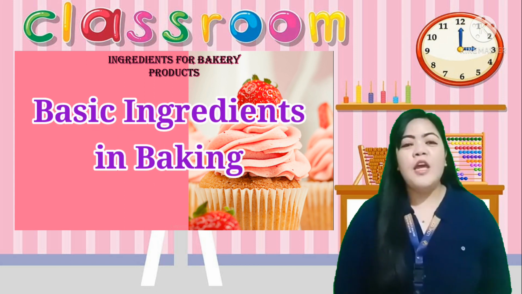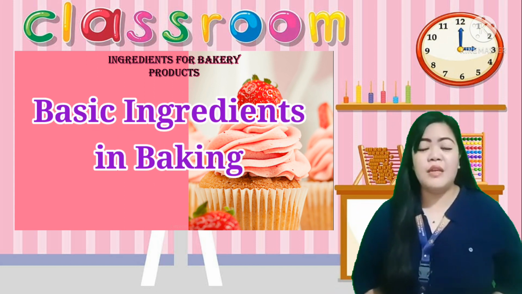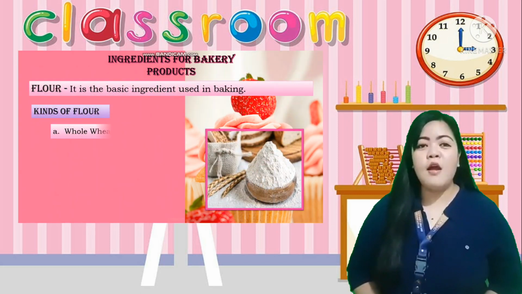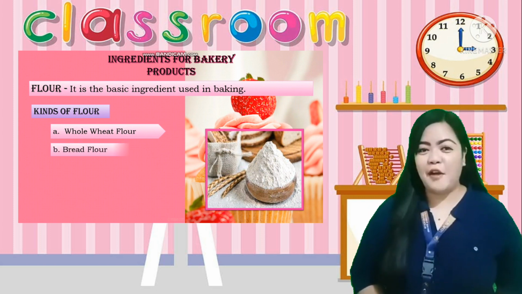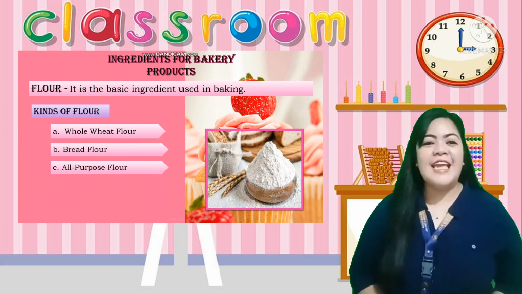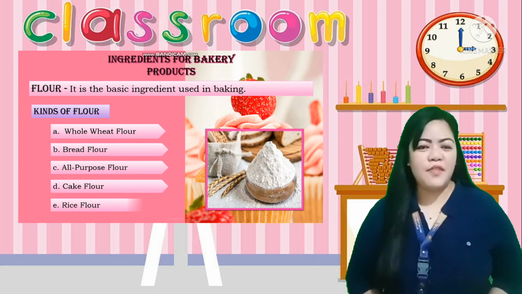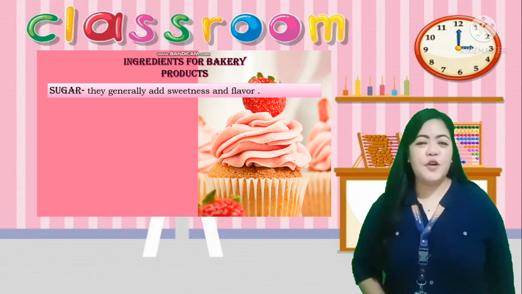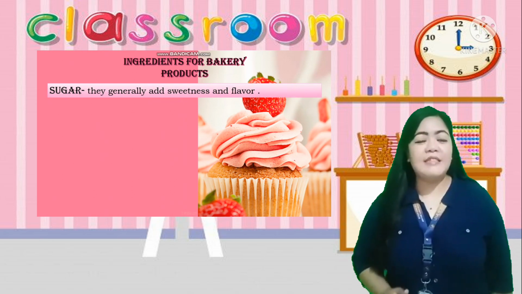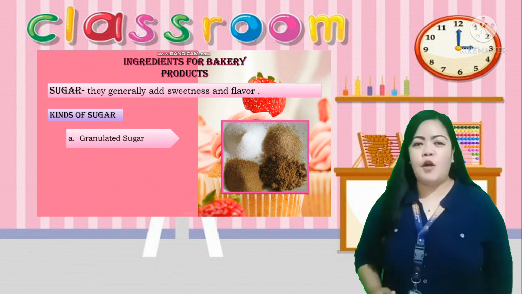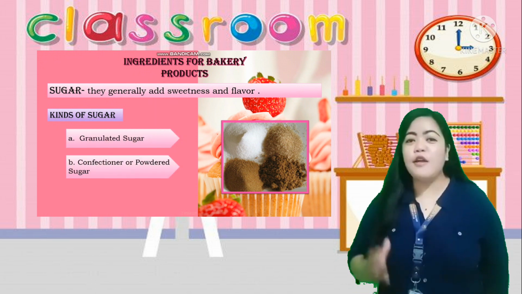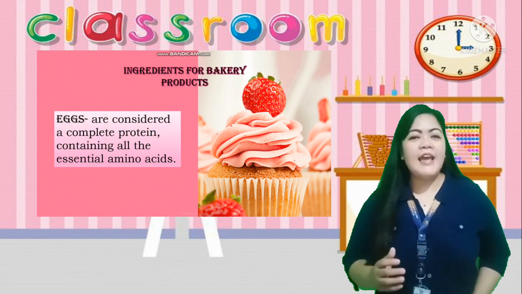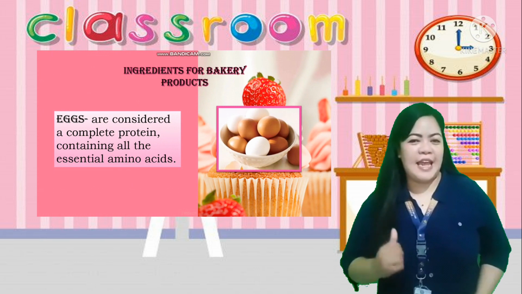Okay, now here are the basic ingredients used in baking. First is flour, and the different kinds of flour are whole wheat flour, bread flour, all-purpose flour, cake flour, and rice flour. Next is sugar. They generally add sweetness and flavor. The different kinds of sugar are granulated sugar, confectioner sugar, and brown sugar. The third one is egg. Eggs are considered complete protein.